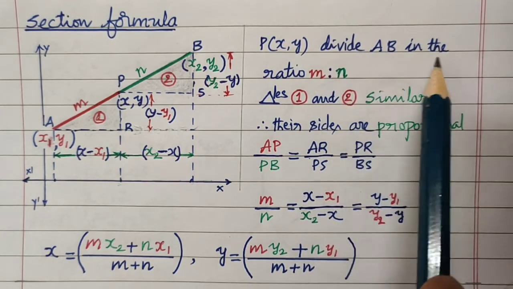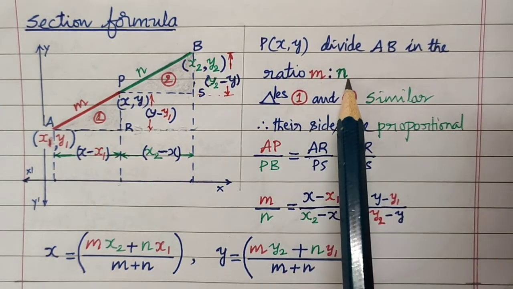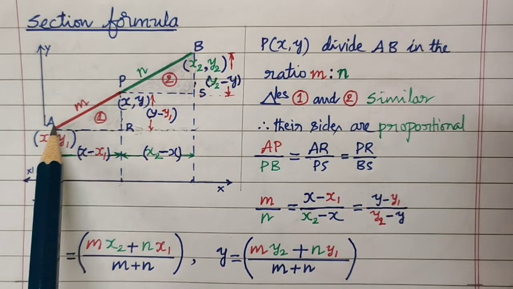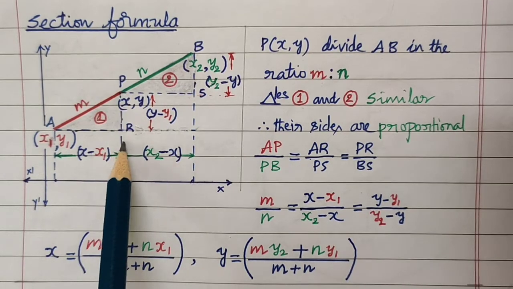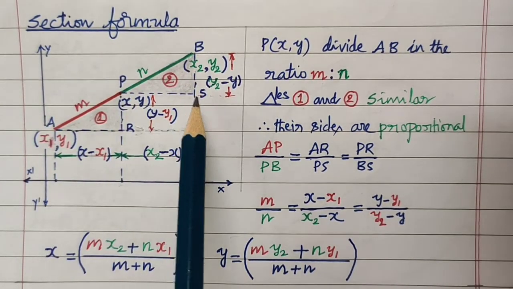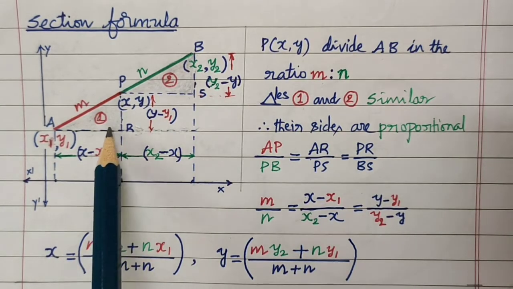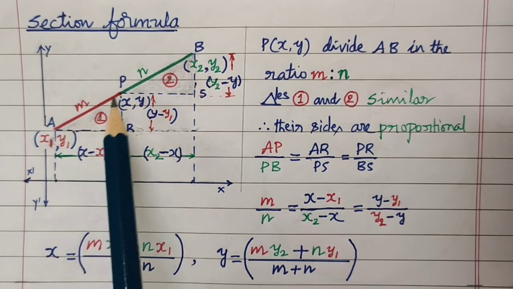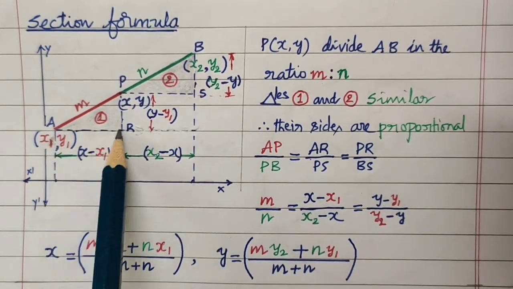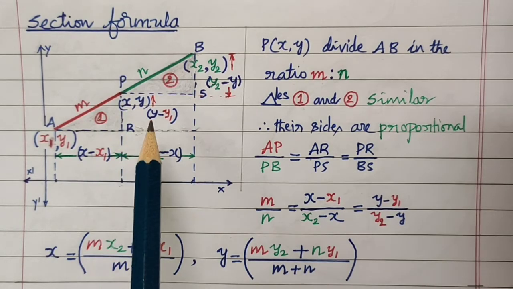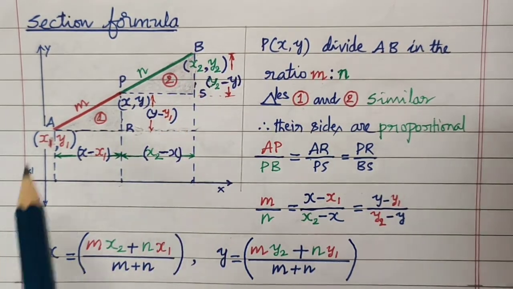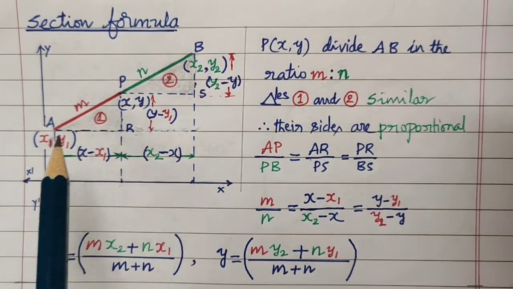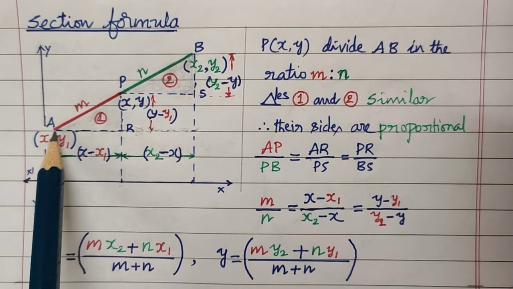P(x, y) divides AB in the ratio m:n. Triangles 1 and 2, that is triangles APR and PBS, are similar. When two triangles are similar, their sides are proportional. This side is proportional to this side, and this side is proportional to this side. We know that this side is m and this side is n. Let us find out these sides.